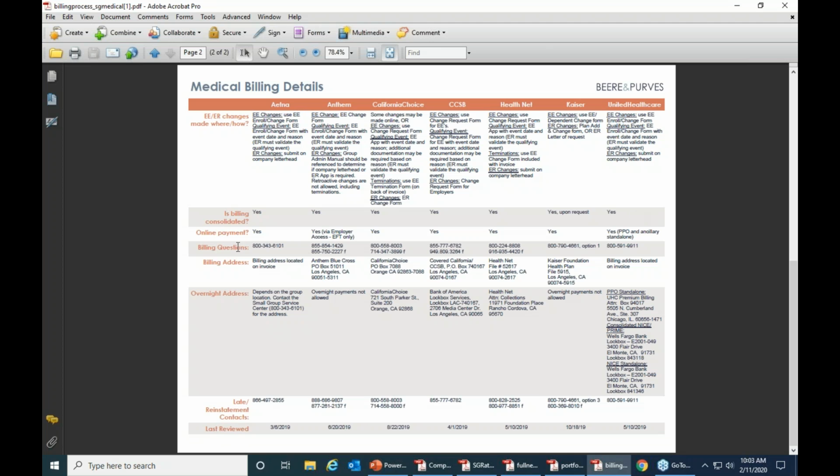Each of the carriers is listed all across the top. All the billing departments are listed right here. You can hop on the phone, and we're happy to do it with you to get the billing issues resolved. If I need to send a check overnight, where do I send it to?